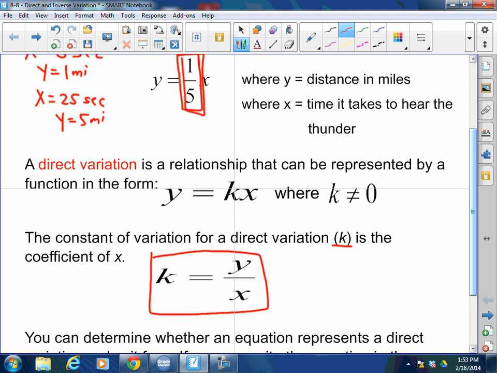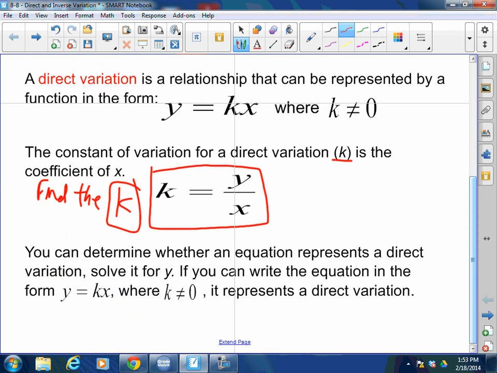Now, it's very important for you to understand that the goal of direct variation, my friends, or inverse variation, or any variation, is to find the k. That's what we're finding. Once you find the k, you can plug it into any equation because the equations are really, really simple. Okay? You with me so far?